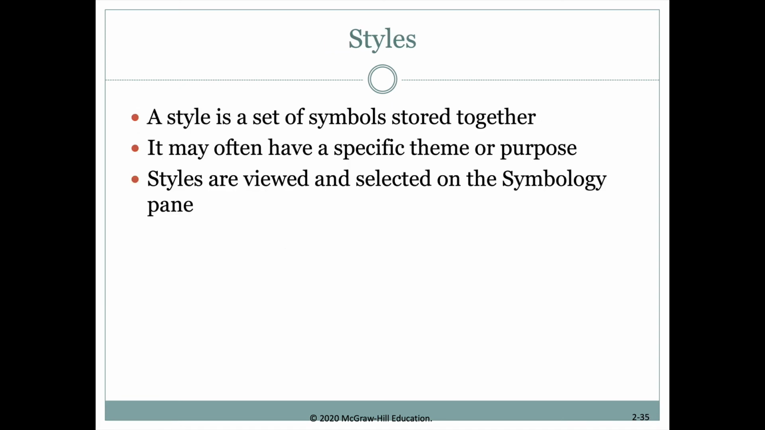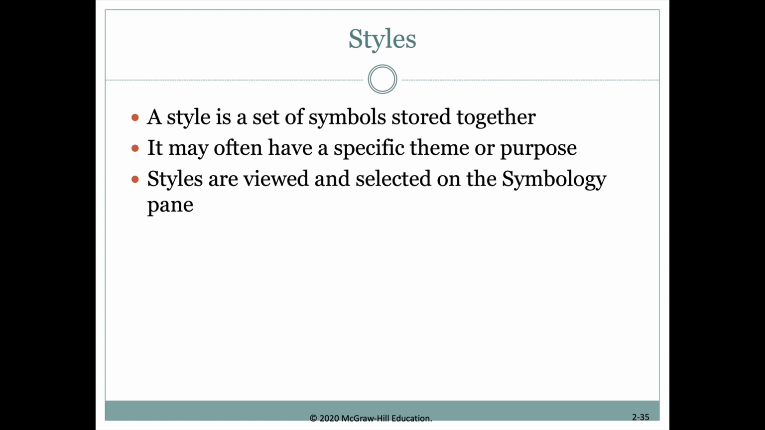If you have a map that includes several different types of layers, let's say a geologic map where the colors are always the same no matter where the geology is, or the other symbols like the faults and the folds are all the same, then you might consider a style. A style is just a set of all these sorts of symbols that are stored together. Oftentimes we have a specific theme or purpose in mind for our map, such as a geologic map.